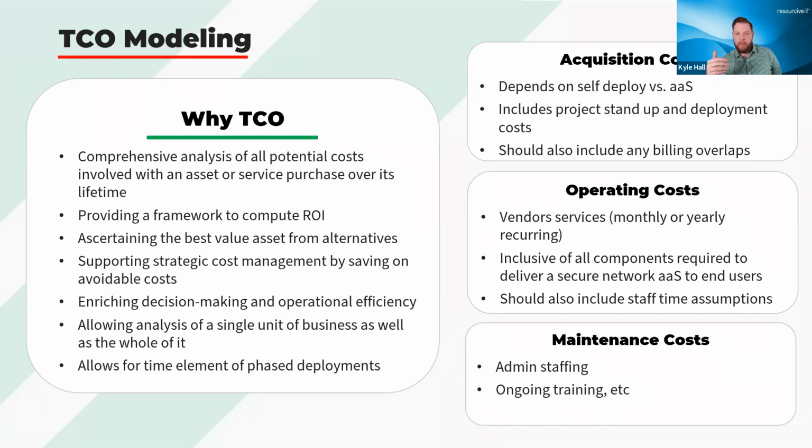The next would be operating costs, and that's your monthly or yearly recurring. Think of the vendor services that you're getting from this. That would be one component. You want to ensure that it's all of the components when you're conducting your course of action analysis, because you can get stuck just looking at a component part and not looking at the affected pieces. So you want to make sure you're building a holistic picture.